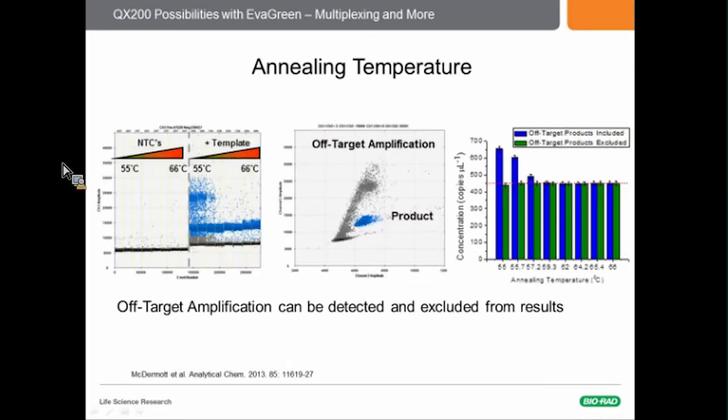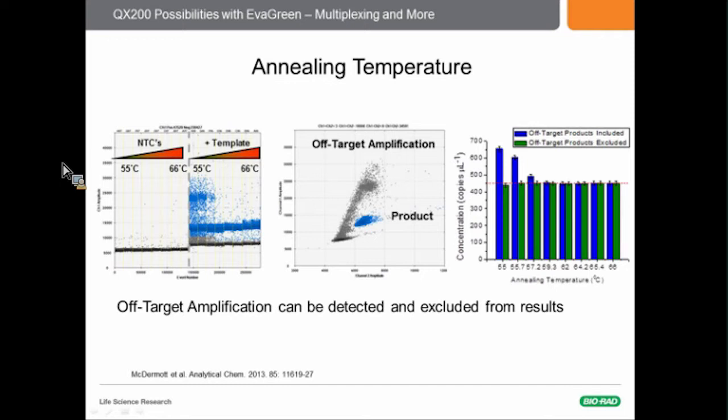Here is another example of this concept of basically being able to distinguish different products from your intended target amplicon in ddPCR. Again, something not possible in qPCR. The NTC data here on the left section of the leftmost plot shows what a clean assay looks like with no primer dimers present over a temperature gradient.